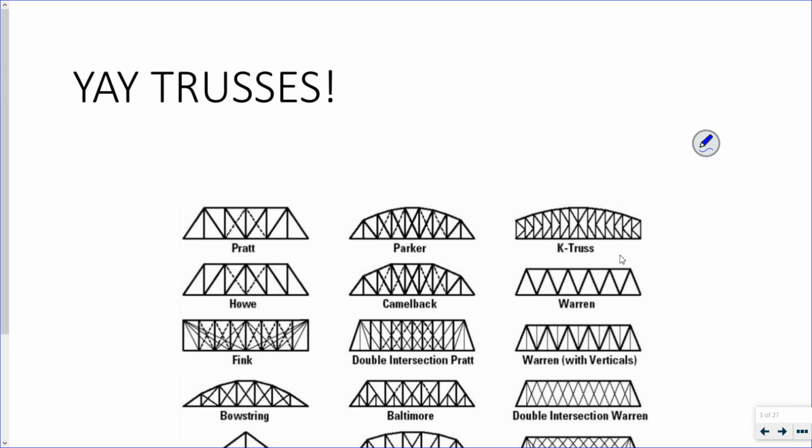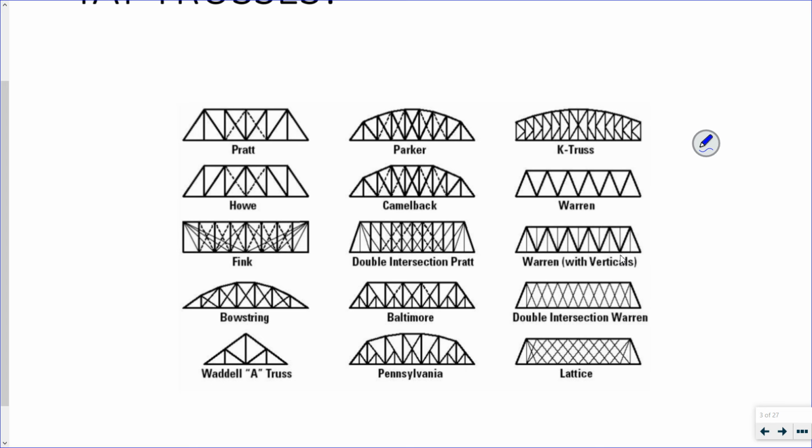So, yay, trusses! Here are some examples of different types of trusses that have been developed over the years and are used. We often see them in roofs, supporting roofs, on bridges, supporting bridge decks, either above or below. And those are just the various ones that you will see out there.